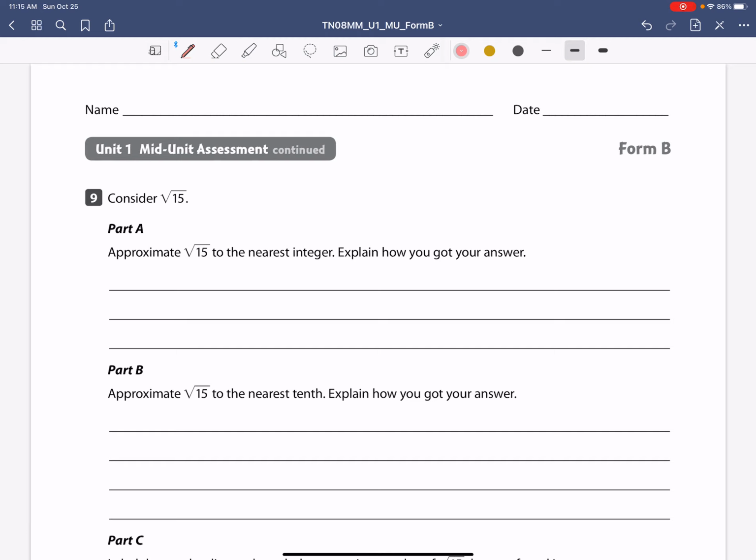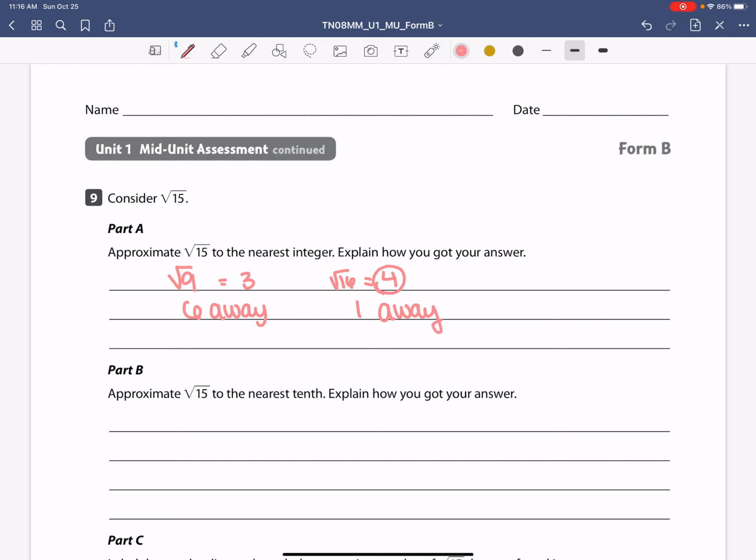So I know that to the nearest integer, the square root of 15 is really close to the square root of 16, because 15 is 6 away from 9, while 15 is only 1 away from 16. So I would say it's way closer to the square root of 16. So it's way closer to 4 than it is to 3.